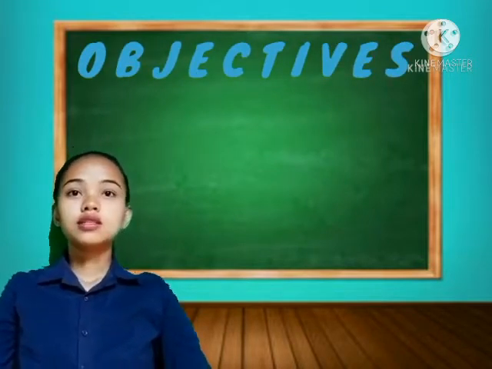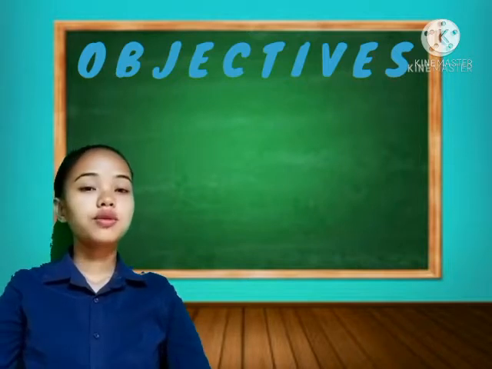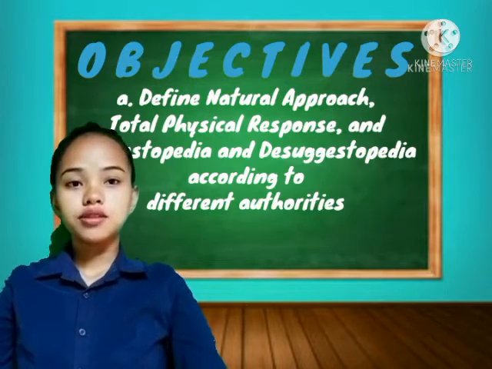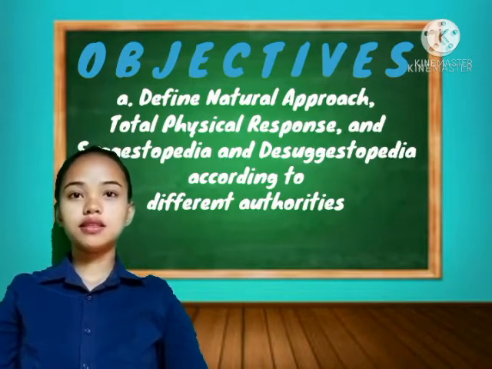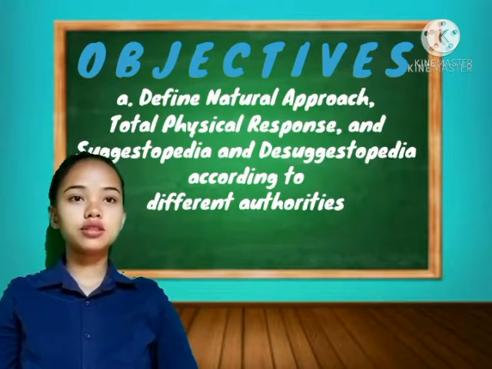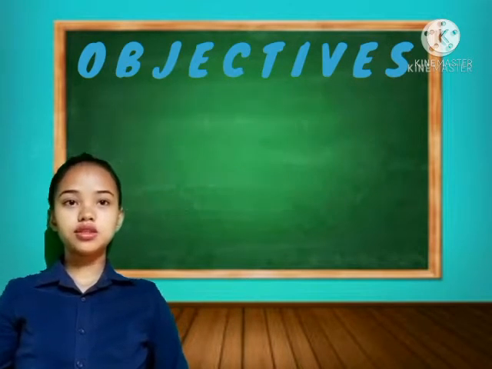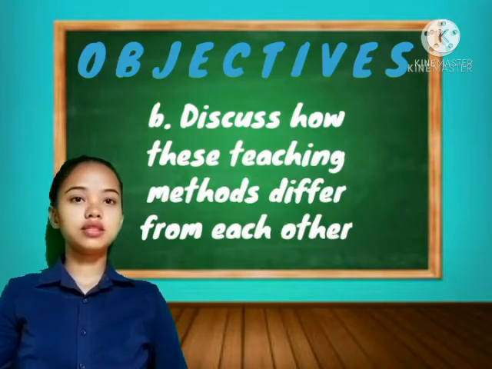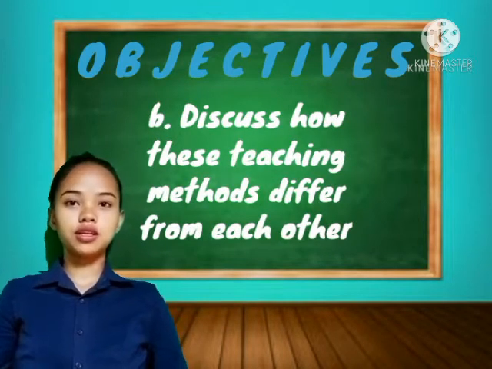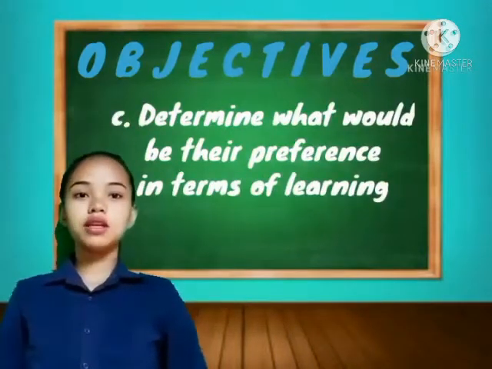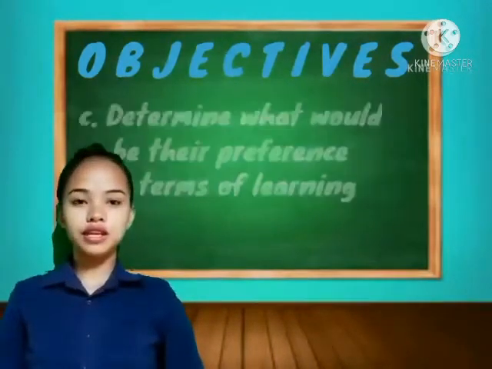Before jumping into the discussion, I am going to discuss first the main objectives of this lesson. At the end of this topic, you are expected to define natural approach, total physical response, Suggestopedia and Desuggestopedia according to the different authorities. The second objective is that you should be able to discuss how these teaching methods differ from each other. And lastly, you should be able to determine what would be your preference in terms of learning.